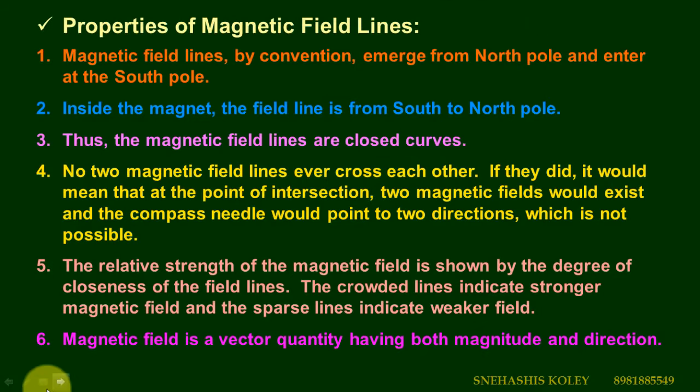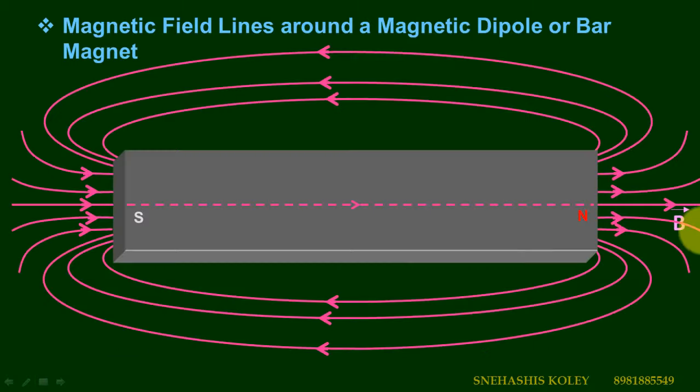The magnetic field is a vector quantity, so it has both magnitude and direction. As you can see here, the direction of the magnetic field is given by the arrow on the magnetic field lines. The direction of the magnetic field at any point around this magnet is shown by the tangent to the curve at that point.